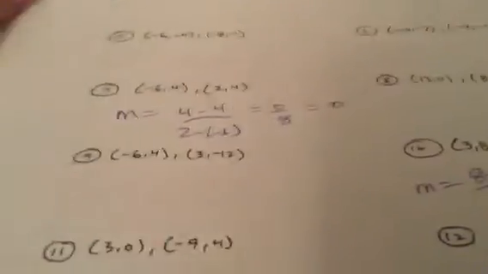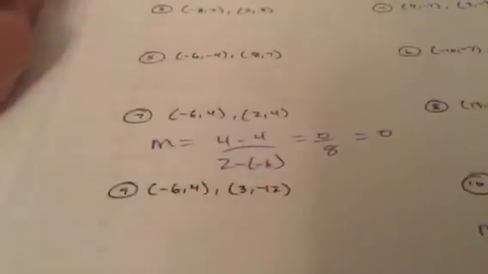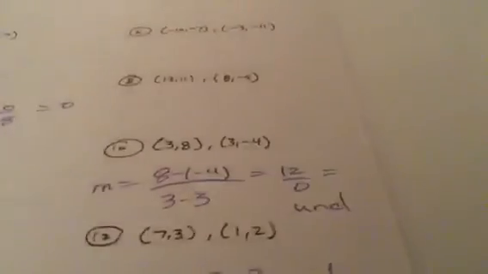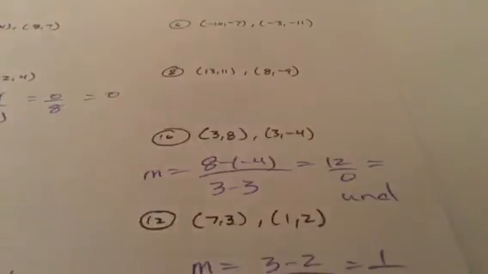This first page should be pretty easy, just finding slope. Again, this is on page 14. I wanted to do 7 because it's 0. Then I wanted to do 16 because it's undefined. Can't divide by 0. And then 11, you get -1/3. Make sure to simplify. That's a really easy page.